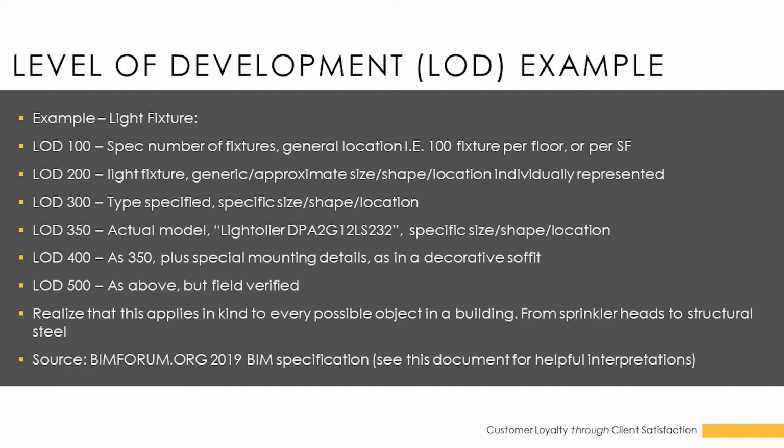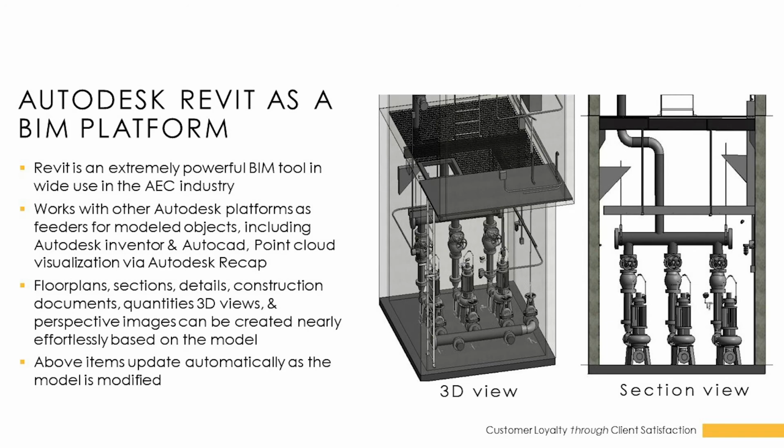Generally, when you order a model that is LOD 350 or 400, though, understand that it's understood that everything in the model would be to that level of development, 350 or 400, whatever it is, unless specifically specified. So, as I like to say, realize that your LOD level applies to everything in a building, from sprinkler heads to structural steel.